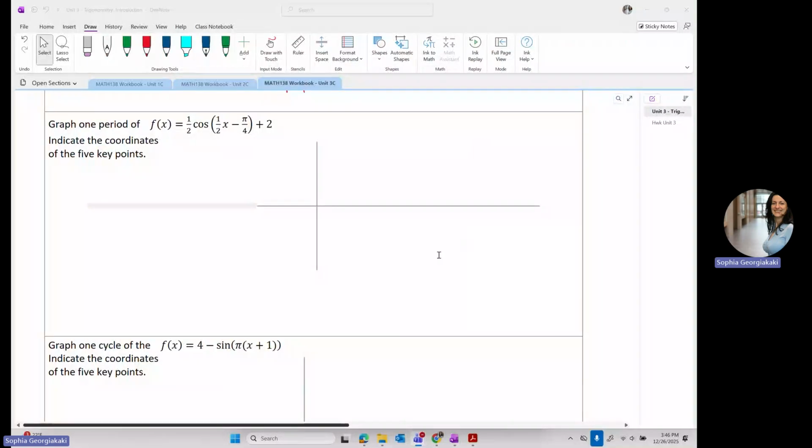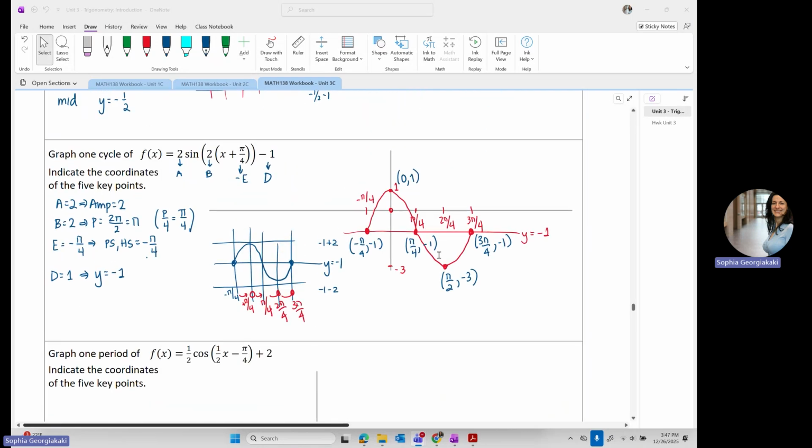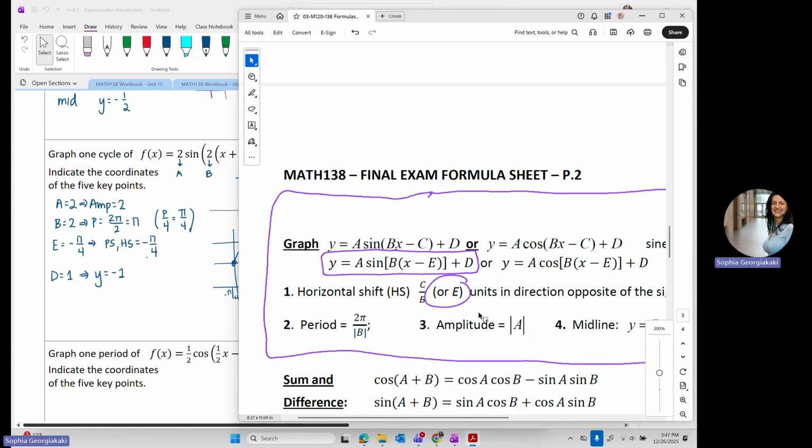This is the third part of our notes for section 3.6, which includes transformations of the graphs of sine and cosine function. If you have watched the previous two videos, then we have done a general case of a transformation like the one that is at the top of page 3 of our formula packet.